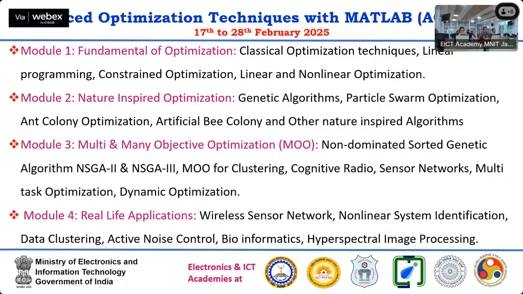This program is bifurcated into 4 modules. The first module comprises fundamentals of optimization techniques, covering classical optimization, constraint optimization techniques, linear programming, and linear and nonlinear optimization techniques. Module 2 covers various nature-inspired optimization algorithms like genetic algorithm, particle swarm optimization, ant colony optimization, artificial bee colony, and other nature-inspired algorithms. Module 3 comprises multi and many objective optimization algorithms, in which recently developed NSGA 3, NSGA 2, and various other multi-objective algorithms will be covered. Module 4 comprises real-life applications of these optimization techniques to wireless sensor network, nonlinear system identification, data clustering, adaptive noise control, and many other applications.